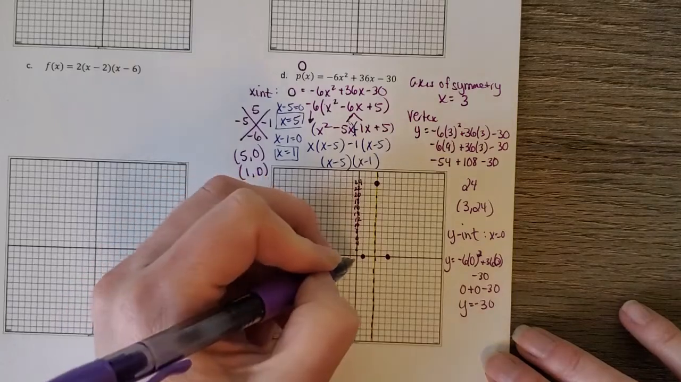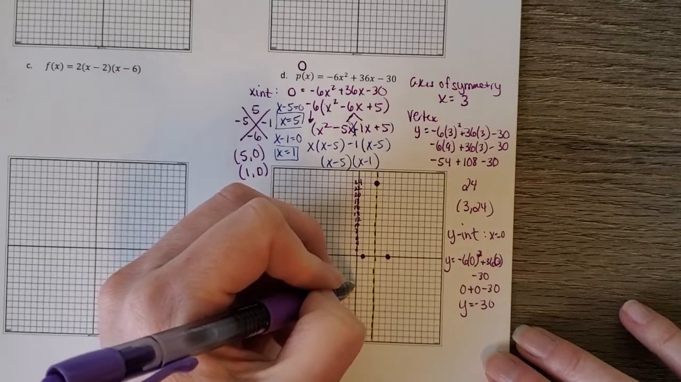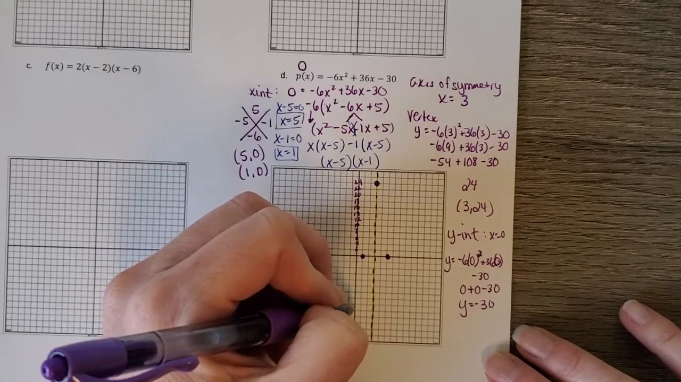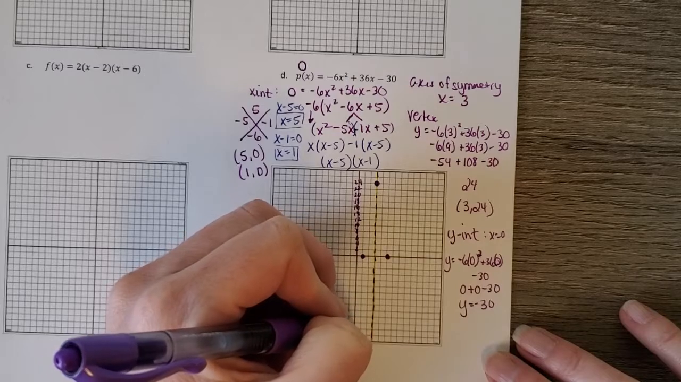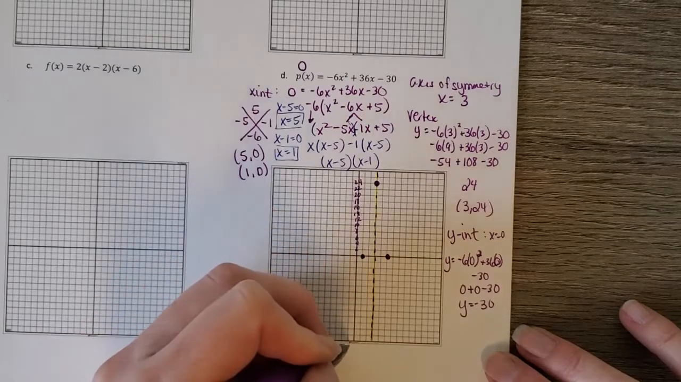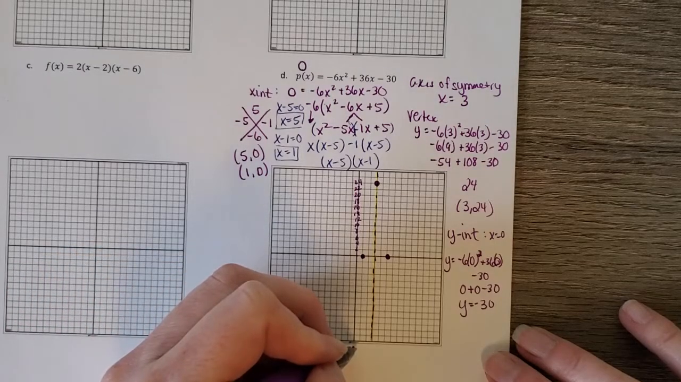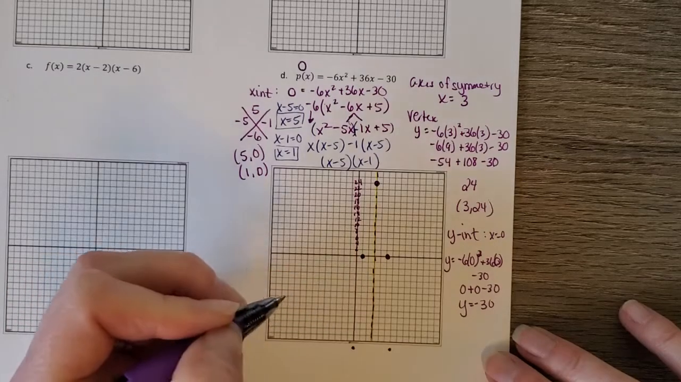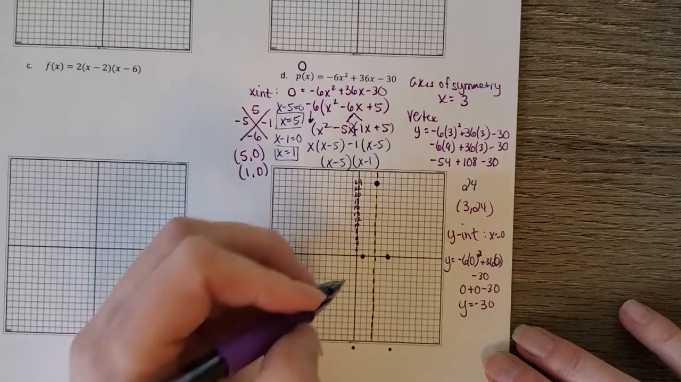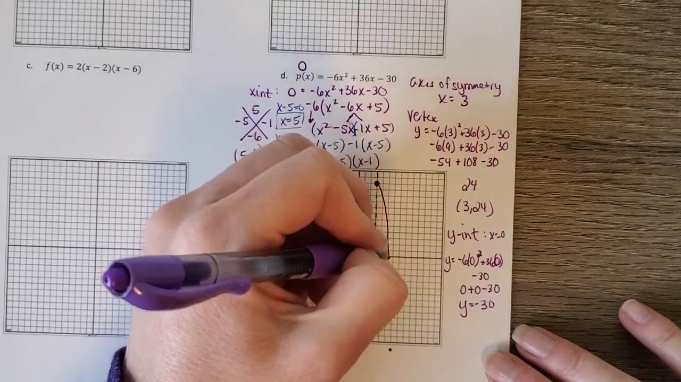So if we're counting by 2s, 2, 4, 6, 8, 10, 12, 14, 16, 18, 20, 22, 24, 26, 28, 30 is right off the graph. If we reflect that, then we have another point over here, and then we can draw our curve.